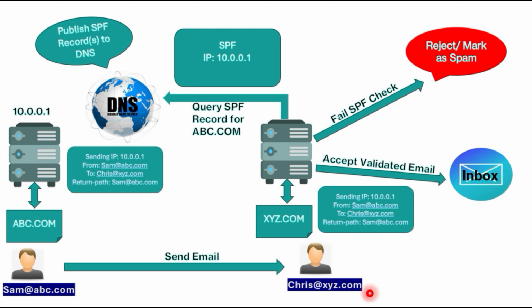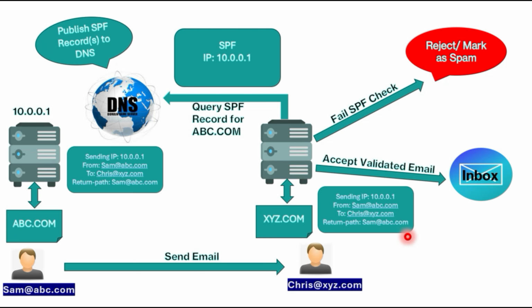So when Sam sends an email to Chris, there are certain attributes that are added to the email header when processed by the ABC mail server. These attributes include sending IP address, from address, to address, and the return path. Upon receiving the email, the recipient email server will examine the return path, that is Sam at abc.com, and at this point the recipient server knows that the email has come from abc.com.